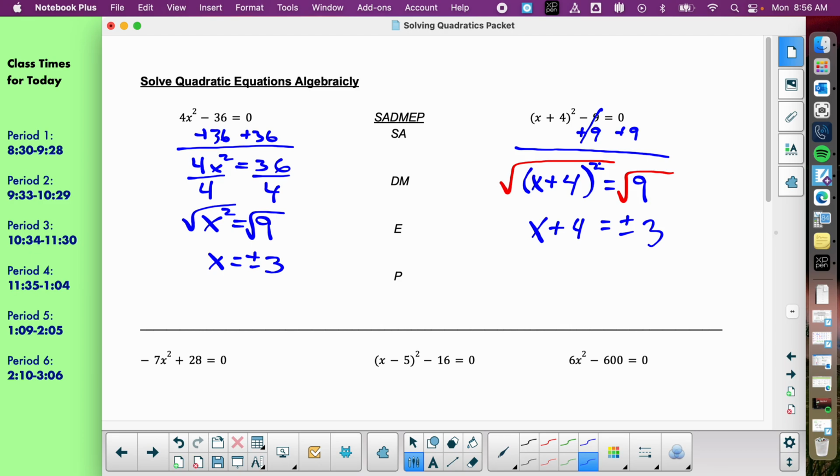Zabi? What would I do next? I want to get x by itself, so there's only one thing there that's kind of not, or one thing with it. How do I cancel out the plus 4? Okay, good. And then I get plus and minus 3 minus 4.